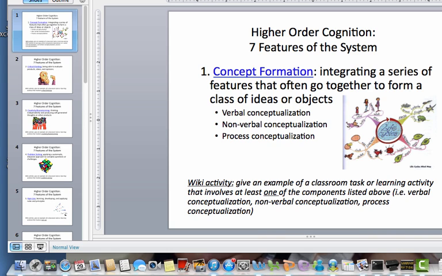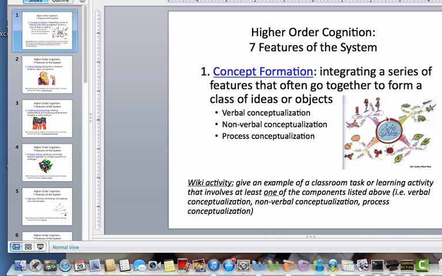So we'll start with concept formation. Concept formation is defined as integrating a series of features that often go together to form a class of ideas or objects. And concept formation can look a few different ways. It can be verbally conceptualized, so concepts that are thought about and discussed and communicated through language. Emotions are often conceived of through language. Symbolism is often discussed through language and writing.